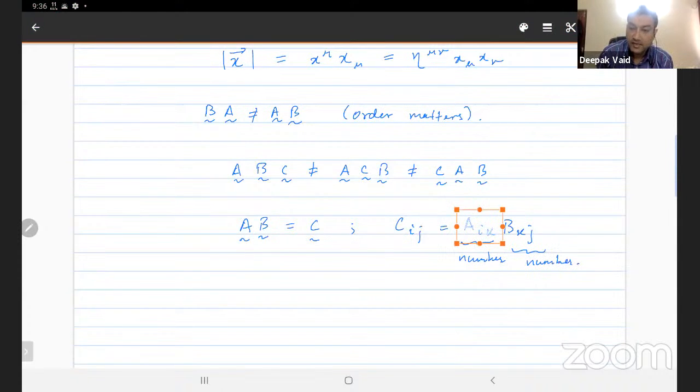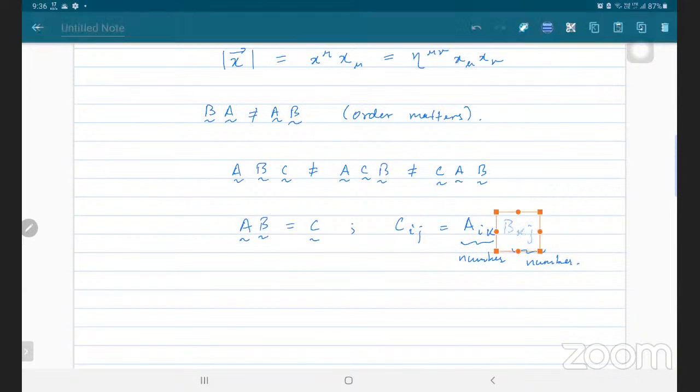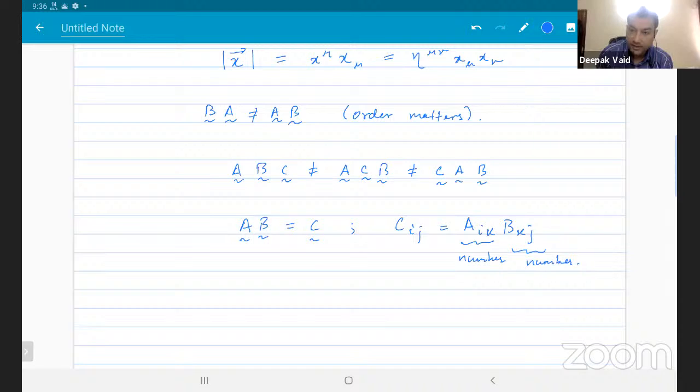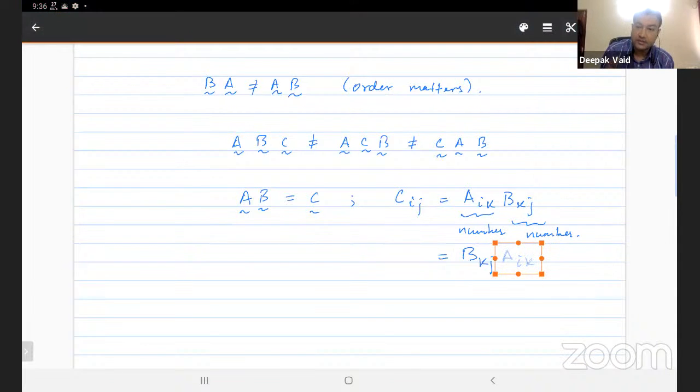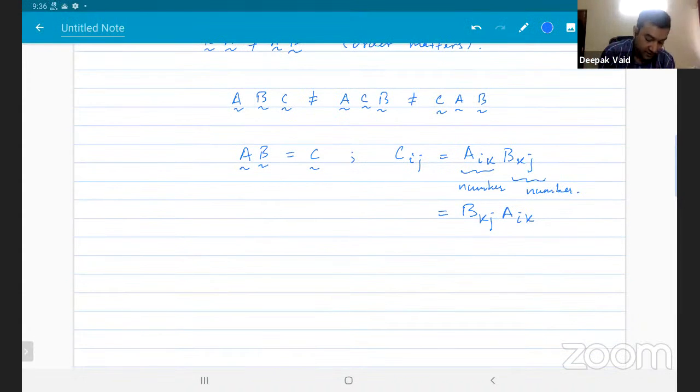This is the ikth element of A. This is the kjth element of B, right? So I can also write this expression as Bkj Aik. And this is perfectly fine because now all I'm doing is exchanging the order of multiplication of two numbers. I can always do that, right? Whether complex or real, it doesn't matter. But it's understood that I am summing over k.